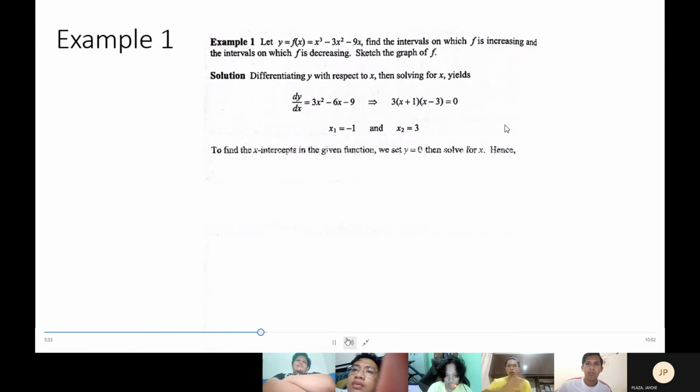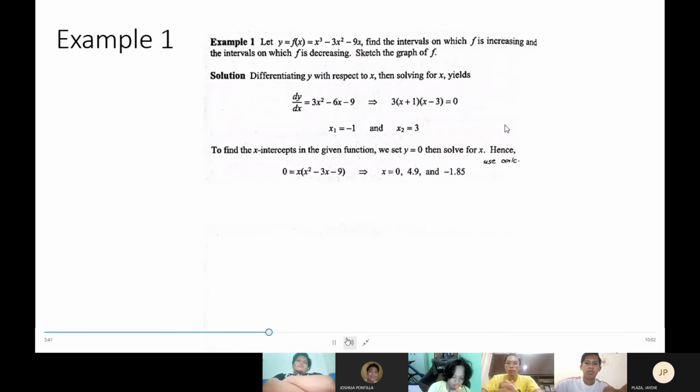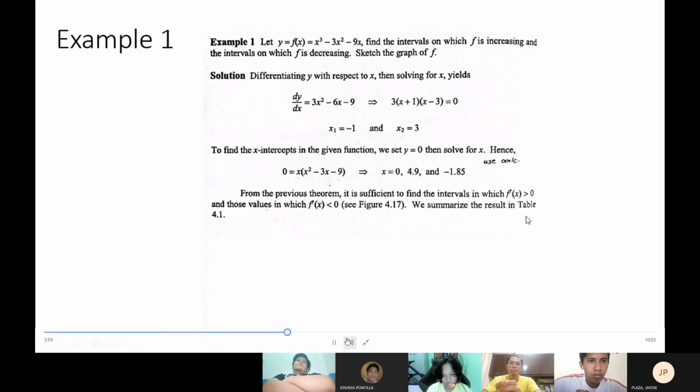To find the x-intercepts in the given function, we set y equal to 0, then solve for x. Hence, we have 0 equal to x multiplied by x squared minus 3x minus 9, coming from this one. And that will give us x is equal to 0, 4.9, and negative 1.85. Please use your calculators as I take note on this one.